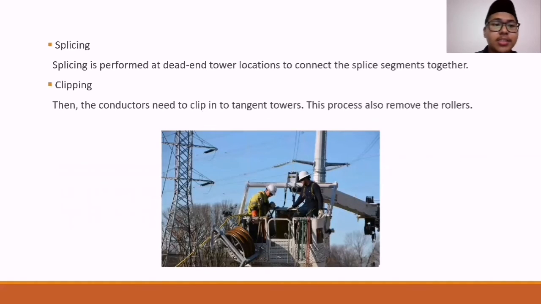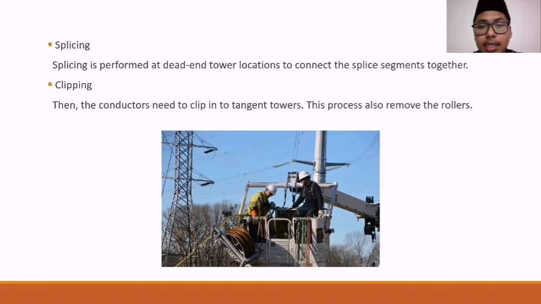The next step is splicing. Splicing is performed at dead-end tower locations to connect the splice segments together. The temporary splice will be removed and replaced by a permanent splice.